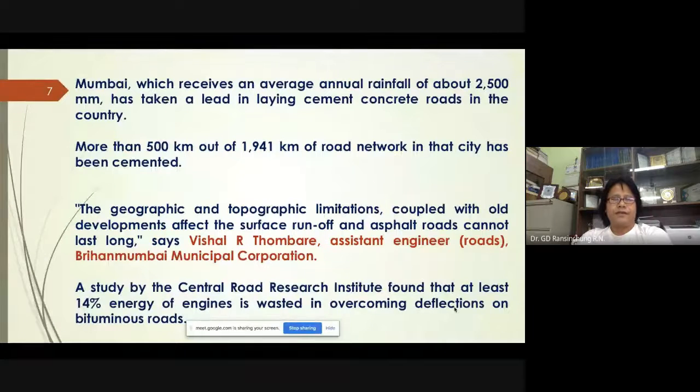The geographic and topographic limitations, coupled with developments, affect the surface runoff, and asphalt roads cannot last long, as commented by Vishal R. Thombere, Assistant Engineer Roads, Brihanmumbai Municipal Corporation. And also it says that a study by the Central Road Research Institute found that at least 14% of engine energy is wasted in overcoming deflections on bituminous roads.